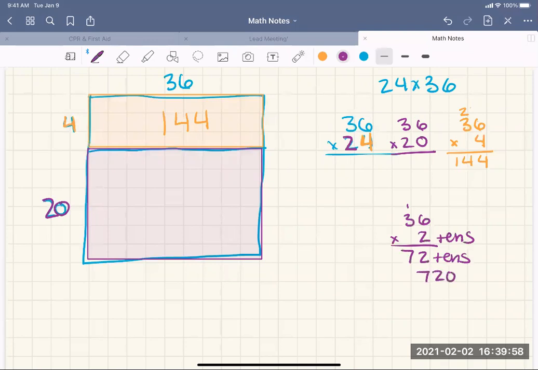Okay, so now we have our partial pieces. So we're doing 4 times 6, 4 times 3, that gives us 144. And then we're doing 2 times 6, 2 times 3, that gives us 72 tens, and that's in our tens place. Okay, so then we just have to add a 0 there, and then add it together. It's 8, so 864.